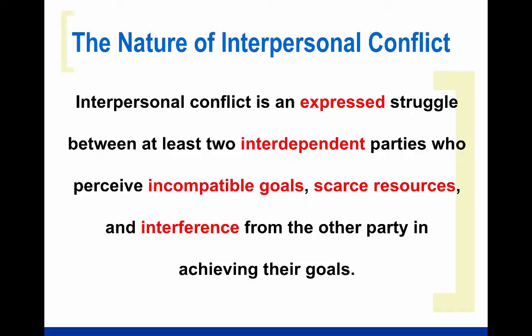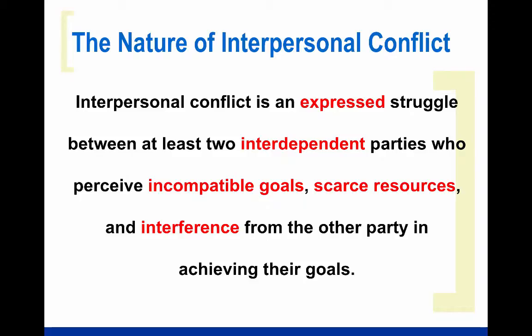Conflict involves interdependent parties. Parties involved have to be dependent on each other in some way. So I'm not talking about getting into an argument with someone you don't know. In order for it to be interpersonal conflict as it's discussed in the book, it has to be with somebody with whom you have some kind of relationship. It also involves perceived incompatible goals. Two goals are considered incompatible when it's impossible to satisfy both of them. And the perception exists, although it might be a false perception, that both desires can't be fulfilled.